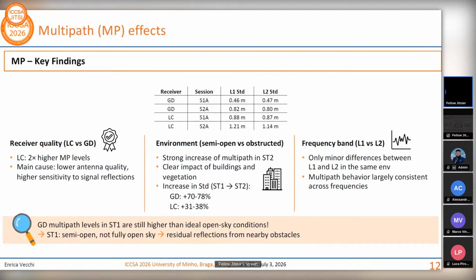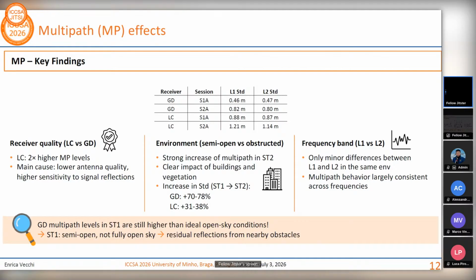As for the environment effects, we have a strong increase in the values for both the devices, going from the semi-open to the open to the obstructed area. And finally, we have not a very significant impact of the frequency band. Only minor effects are visible only from the statistical result, but not from the images.